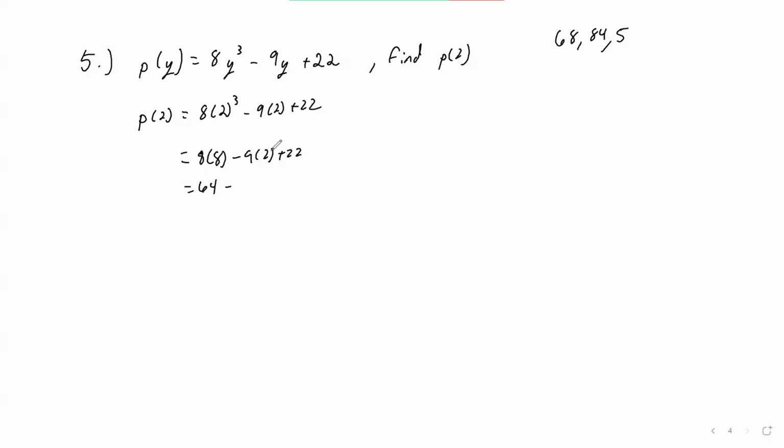And then negative 9 times 2 would be negative 18. And now 64 minus 18 would be, it is 64 minus 18. I mean, you could call it plus a negative if you would like, but it's technically a minus. 46. And then 46 plus 22, 68.